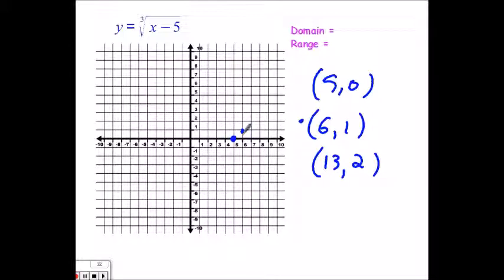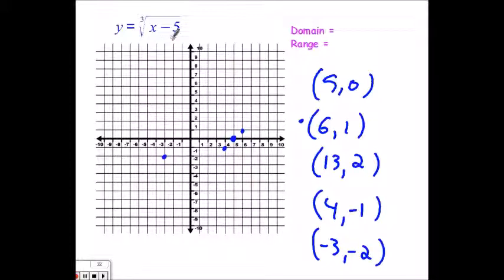Okay, now we got to go the other route. I want this to be equal to negative 1, which is a perfect cube. Well, 4 minus 5 is negative 1. The cube root of negative 1 is negative 1. So 4, negative 1. I also want this to be equal to negative 8. Well, negative 3 would work. Negative 3 minus 5 is negative 8. And the cube root of negative 8 is negative 2. I got negative 3, negative 2.